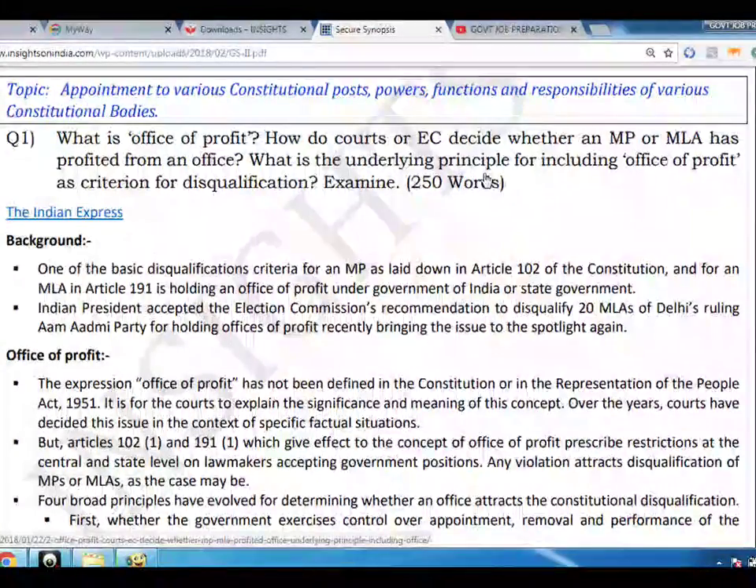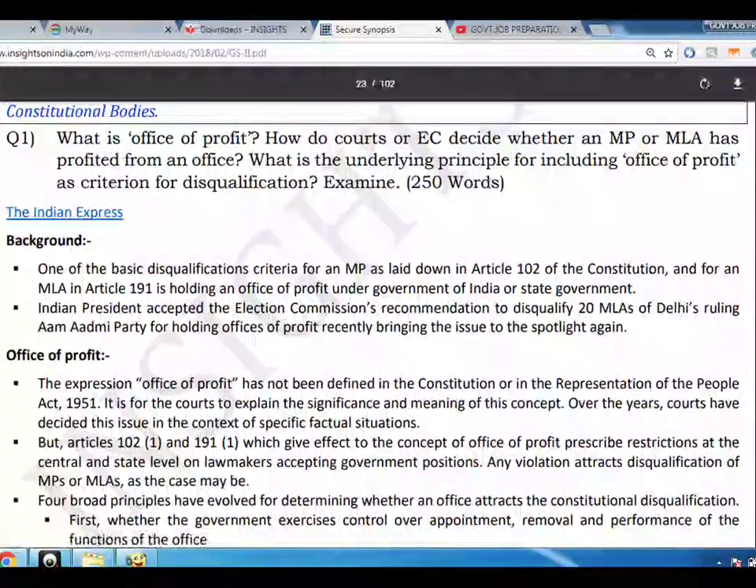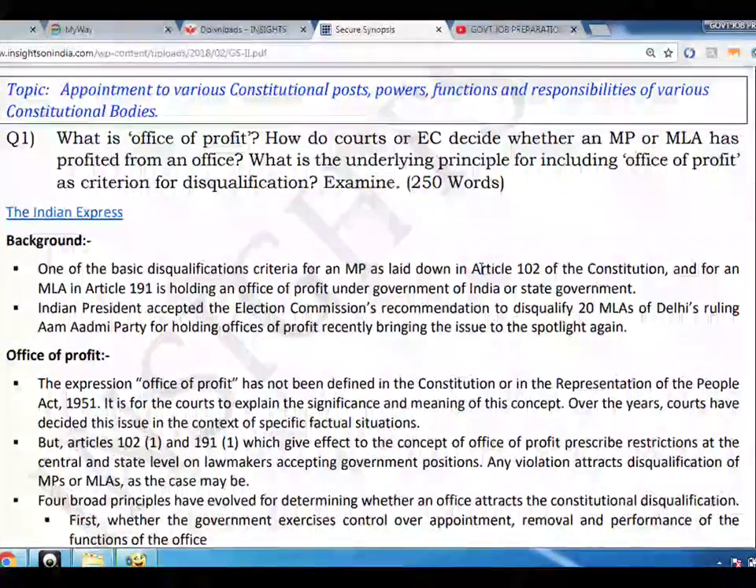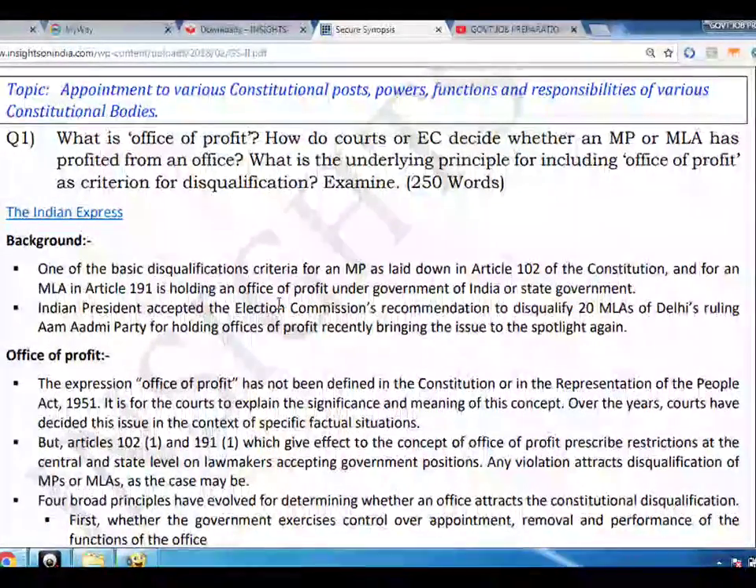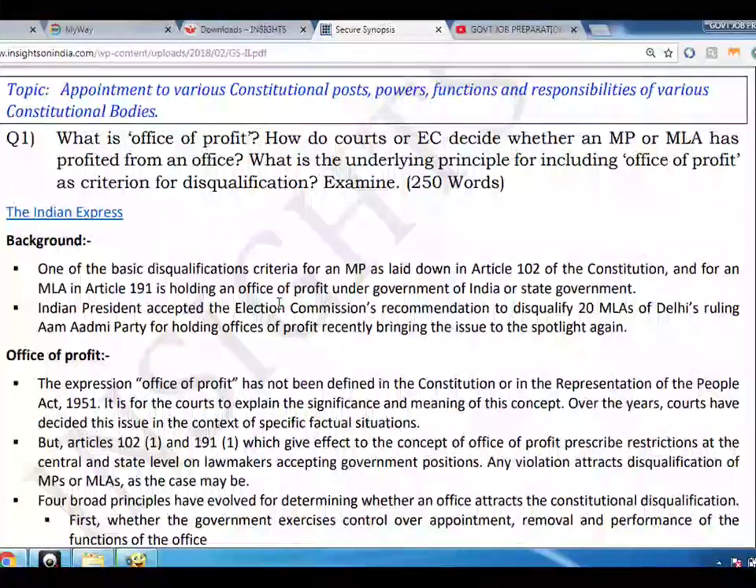Examine. 250 words. The Indian Express. Background: One of the basic disqualification criteria for an MP, as laid down in Article 102 of the Constitution, and for an MLA in Article 191, is holding an office of profit under the Government of India or a state government. The Indian President accepted the Election Commission's recommendation to disqualify 20 MLAs of Delhi's ruling Aam Aadmi Party for holding offices of profit, recently bringing the issue to the spotlight again.